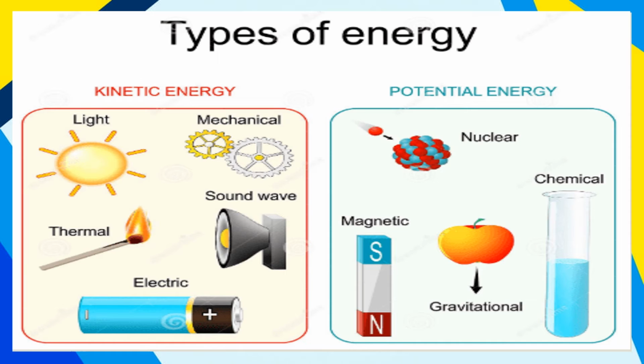Kinetic energy comprises light, mechanical energy, sound wave, thermal energy, electric energy. Potential energy comprises nuclear energy, chemical energy, gravitational force, and magnetic energy. Now, if you notice the difference, mechanical energy and chemical energy are very different from each other. Mechanical means it will keep on moving. So, kinetic energy is related to movement, and potential energy means stored energy in any object.